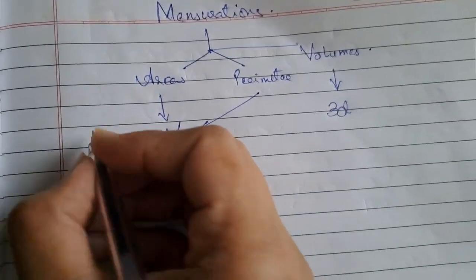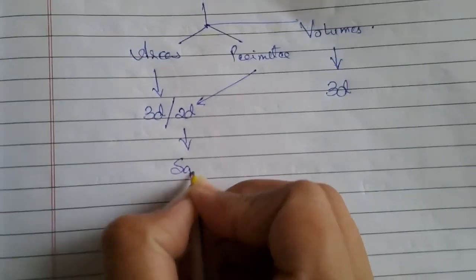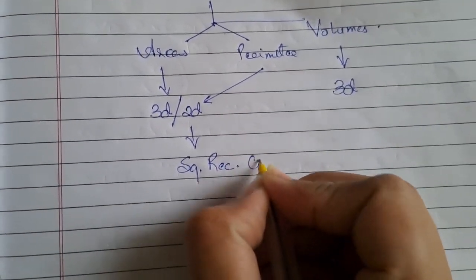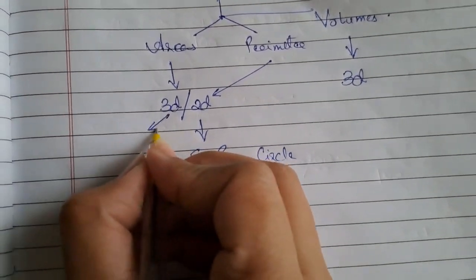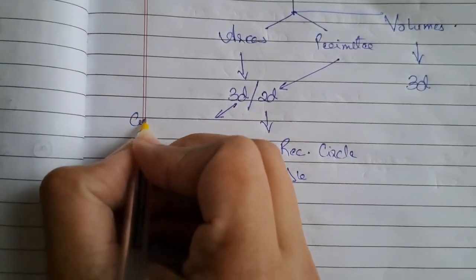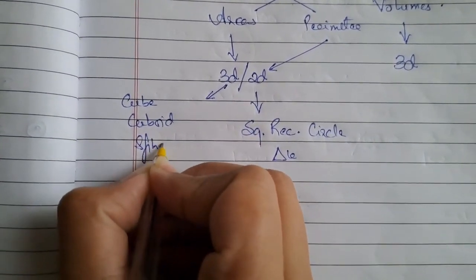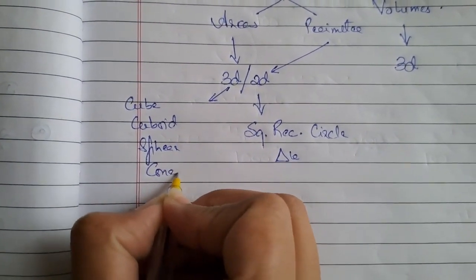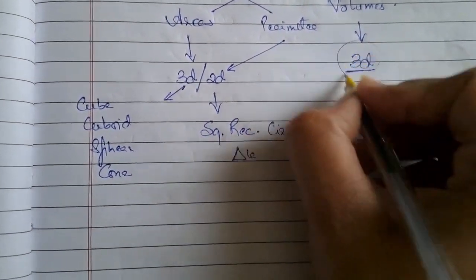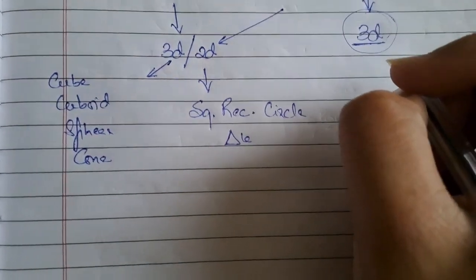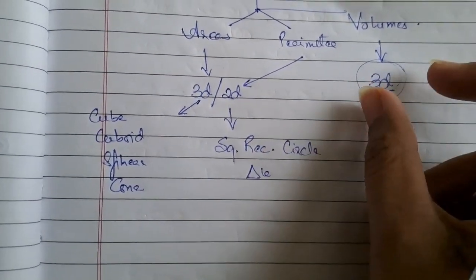Now, what are the categories of 3D shapes and 2D shapes? The 2D shapes are square, rectangle, circle, triangle. Where we consider 3D shapes, it is the cube, the cuboid, the sphere, the cone, and all of these. 3D shapes have volume. They occupy the space, they occupy everything around, so they are considered to have volume.